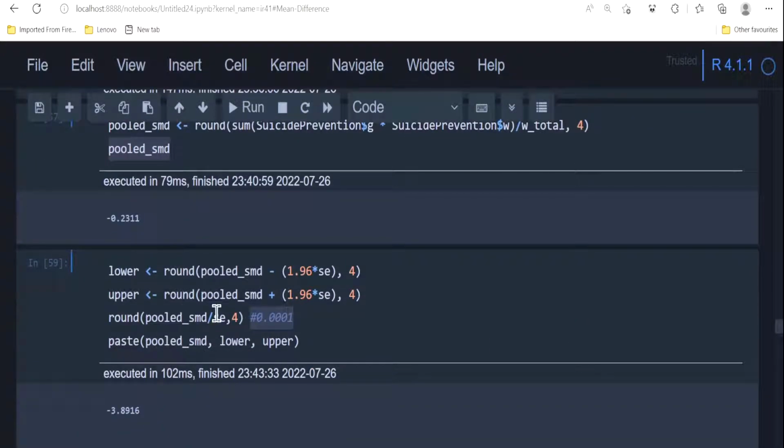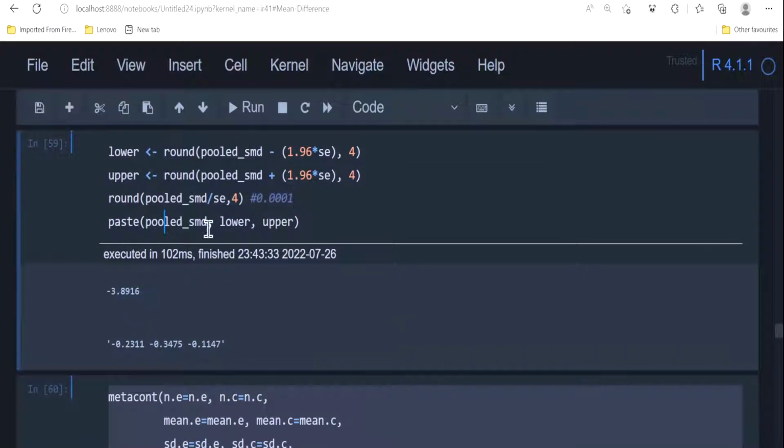In the previous session, I already showed you how you calculate the mean difference. In the next tutorial, I will show you how you do random effects meta-analysis.